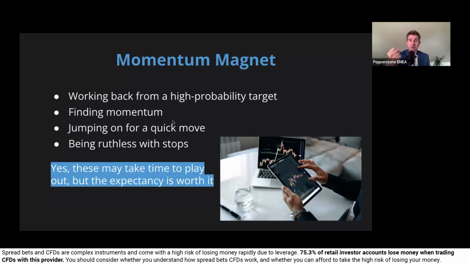You find momentum, and you jump on that for a quick move. The idea is that you have the magnet, you wait for momentum, you jump on. Now, it's not a hero trade. It's not as nice as these reversal trades. But it's something that you can really get onto. And if you're ruthless with your stops on this, these can be very, very good.